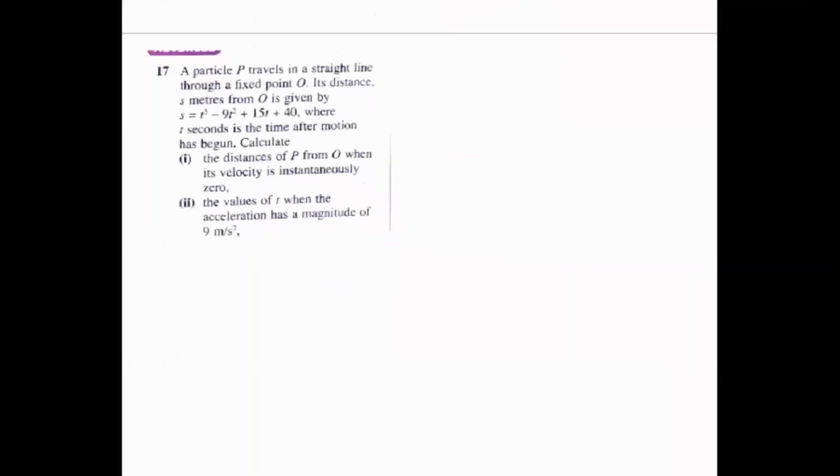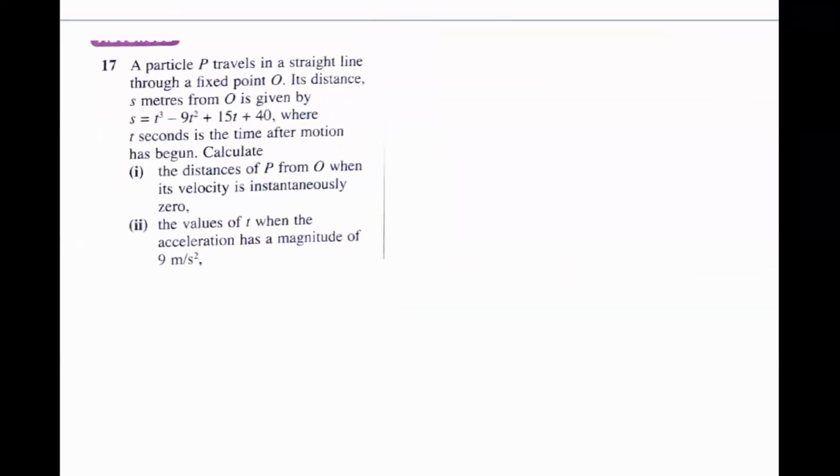Okay, let's look at 17. So a particle P travels in a straight line through a fixed point O. Its distance s meters from O is given by that formula. Let me copy it down first. Plus 40. And where t seconds is the time after motion has begun. Calculate part 1: the distances of P from O when its velocity is instantaneously at rest.